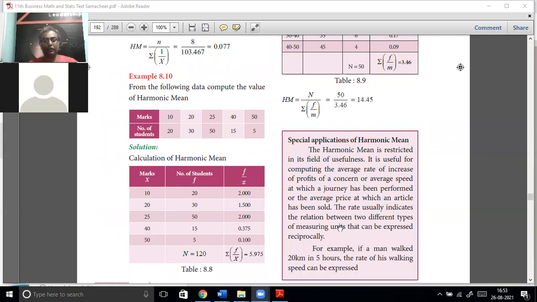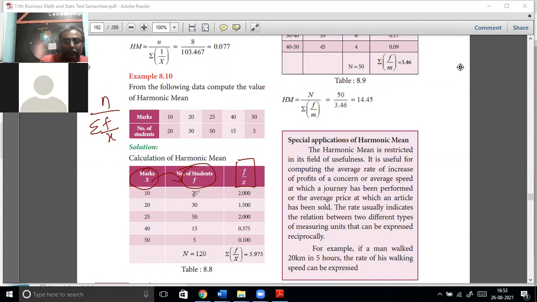Now we are going into frequency data. You are still in discrete data, but now with frequency. Now what you have to do? The formula is what? n divided by sigma f by x. So what do you have to find here? f by x you have to find here. x is given, f is given. From this you have to find f by x.